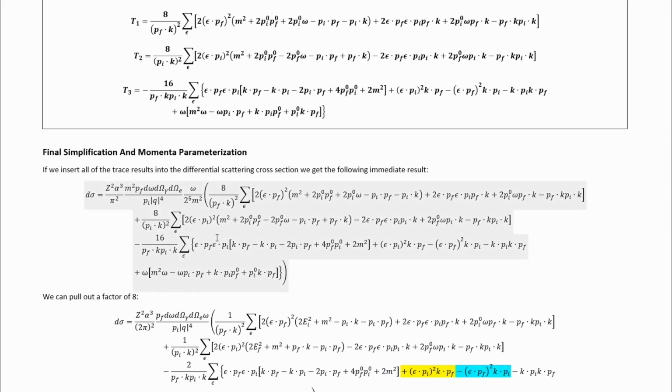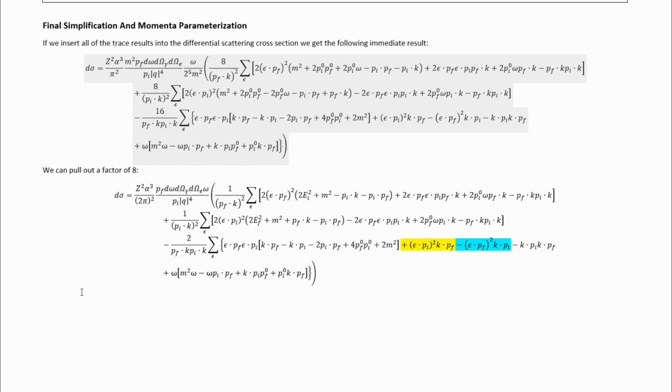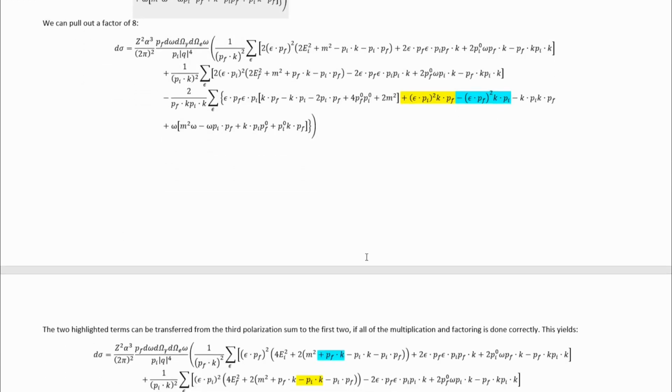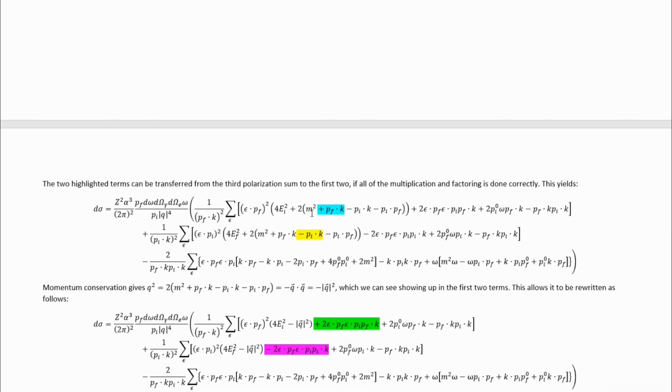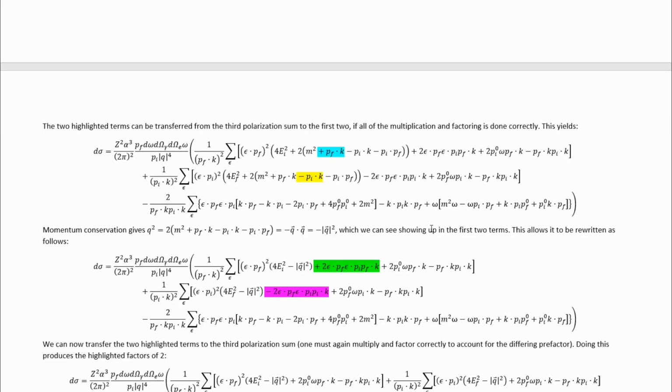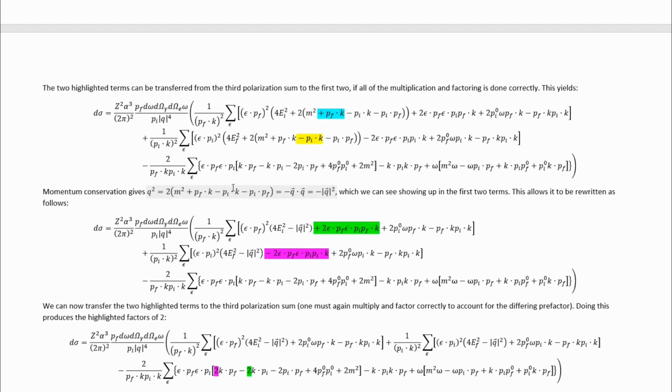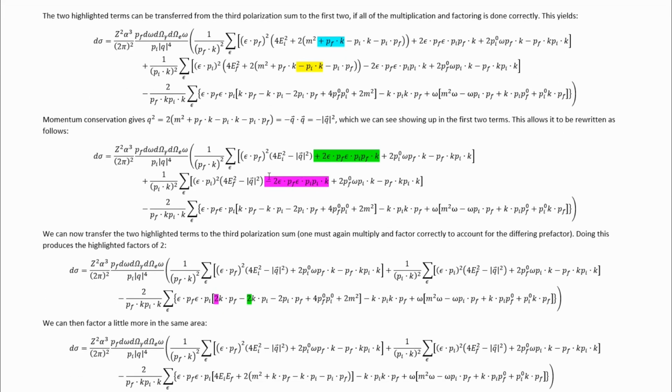If we do insert all that back in, we immediately get this. The first thing I did was pull out a factor of 8, which gets us to here. Then these two highlighted terms right here can be transferred from the third polarization sum to the first two if all the multiplication and factoring is done correctly, because the prefactors on terms under this sum and under these sums are not the same. Ultimately, that yields these highlighted terms. Now, momentum conservation gives us this value for q squared, and therefore negative q vector squared, which we see showing up right here and right here. So inserting that gives us a nicely reduced expression right there.